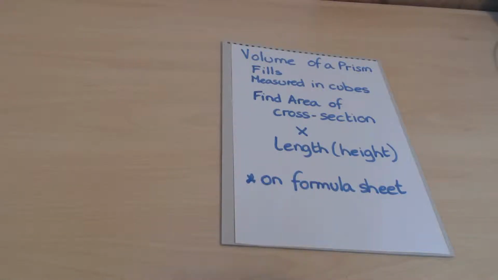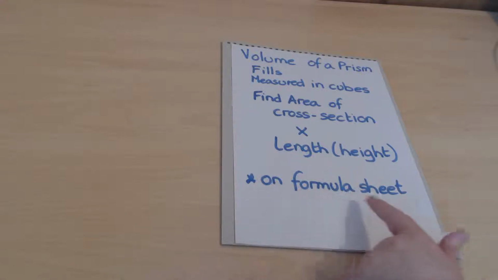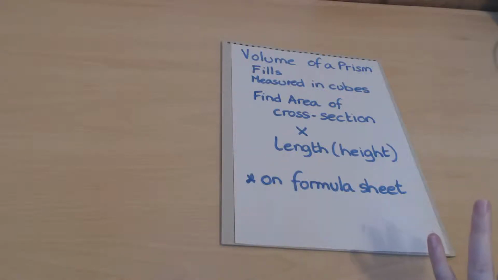Volume, particularly volume of a prism. That's what they expect you to be able to do. You'll notice at the bottom I've pointed out that they do give you this information on the formula sheet. If they want you to do the volume of a more complex shape, then they will give you the formula within the question itself.